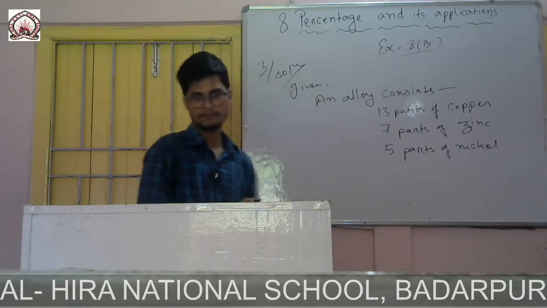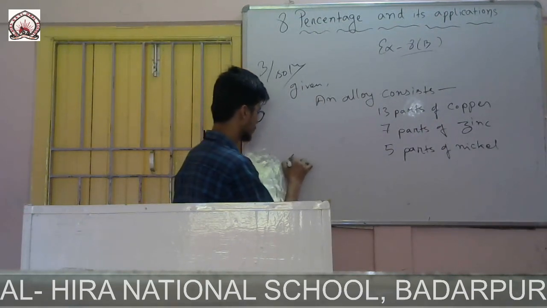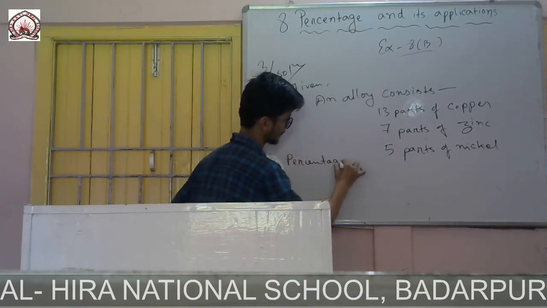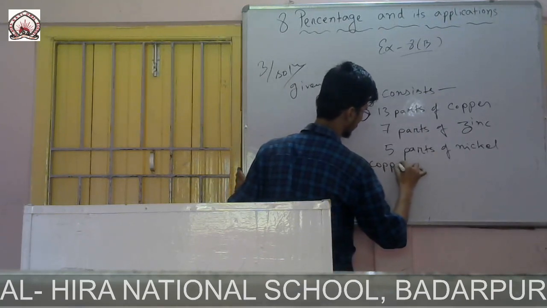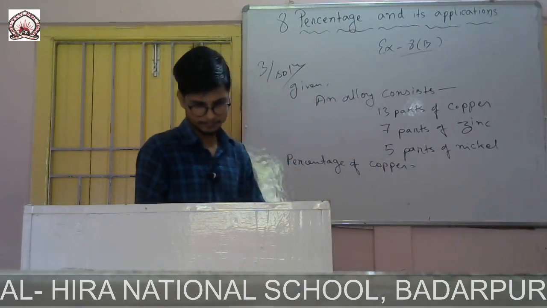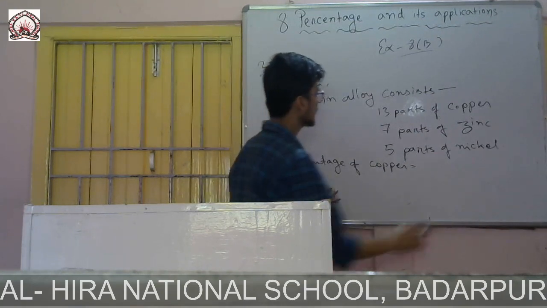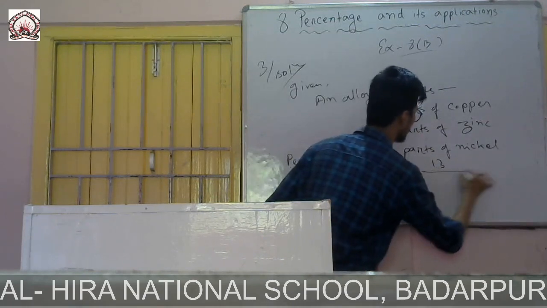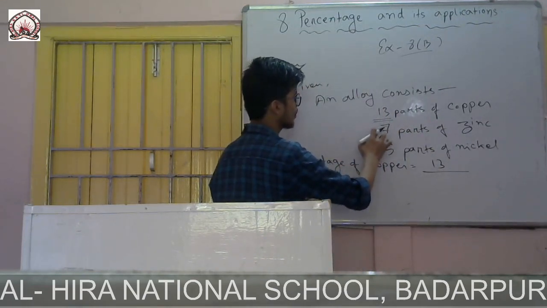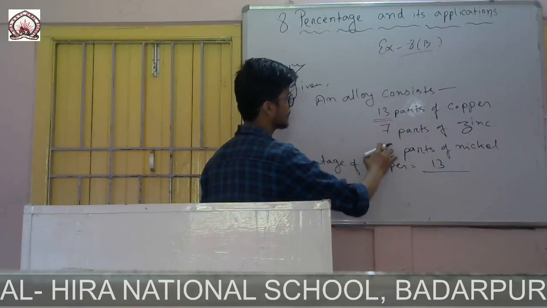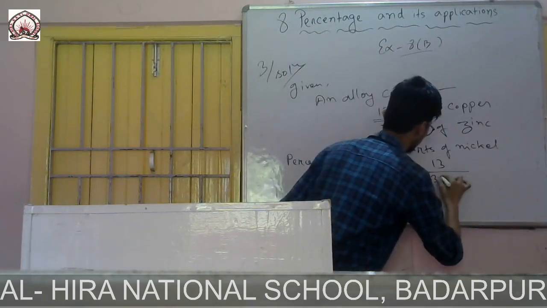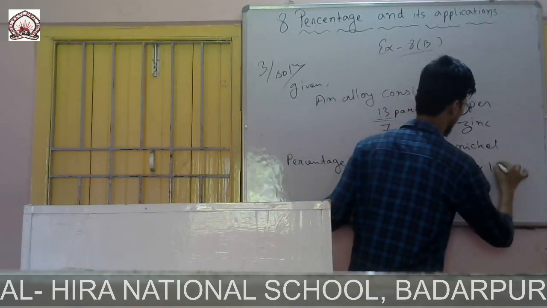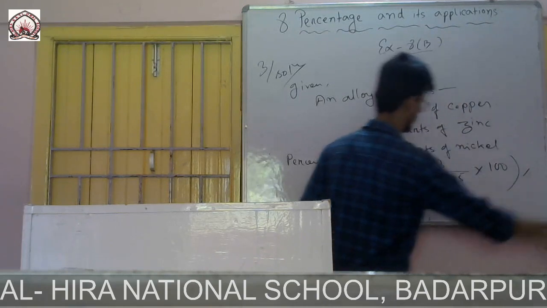So one by one we'll find the percentage of copper. So you write percentage of copper. Percentage of copper, it will be, what is the part? It is given 13. So I will write first of all 13. I will divide it by total. Total means I have to add all the 3 parts: 13 plus 7 plus 5. And since I am finding the percentage, I will multiply it by 100.